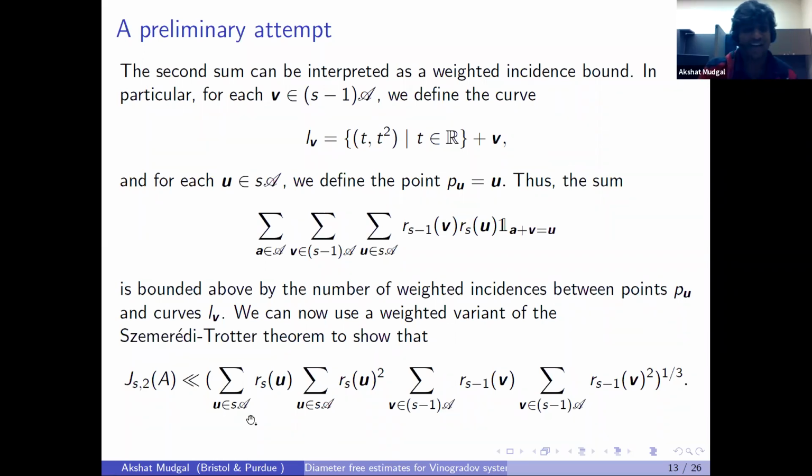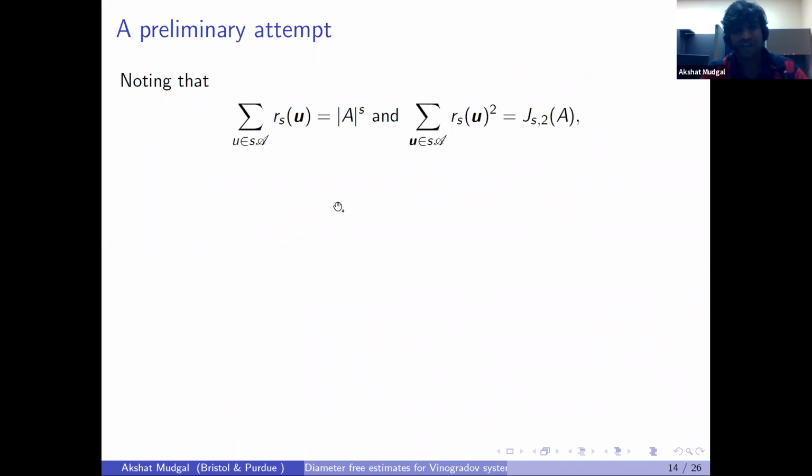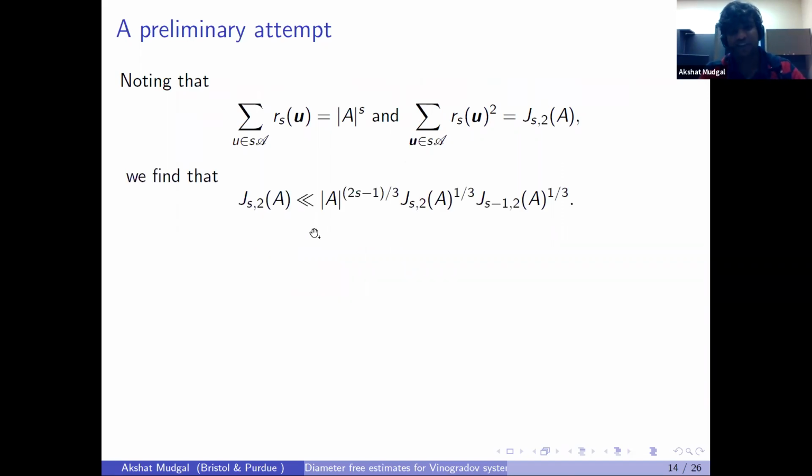And you might be wondering if this has simplified the problem, because these sums look a bit weird, but in fact they have very nice combinatorial meanings. The first moment of this representation function, via a double counting argument, is simply |A|^s. And similarly, the second moment is just the additive energy. So when I plug these back into the previous bound, I get that J_s,2(A) can be bounded by this nice power of |A| and J_{s-1,2}(A), the (s-1)-fold energy.